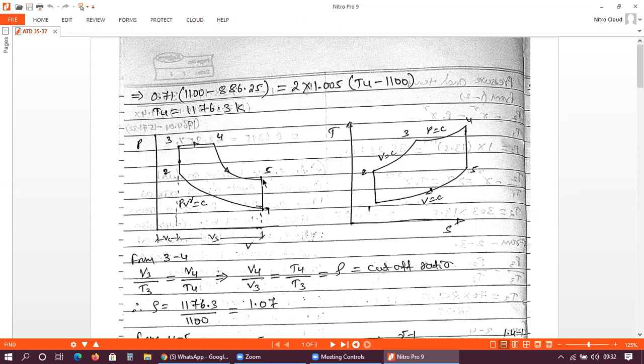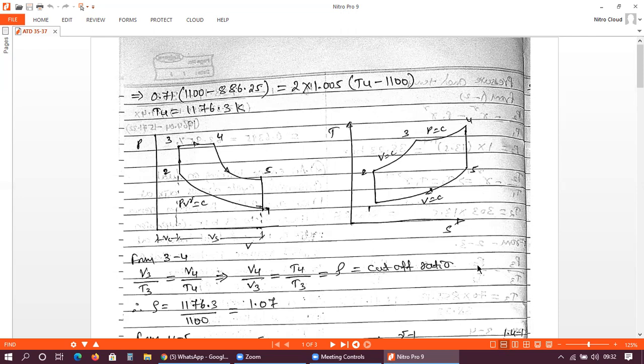At the end of the expansion stroke, this is the expansion stroke, right? 4 to 5 is the expansion stroke. When the piston is at the bottom dead center, the exhaust valve will be opened, and whatever burnt gases are there are thrown out, right? So heat is being rejected during the process 5 to 1.